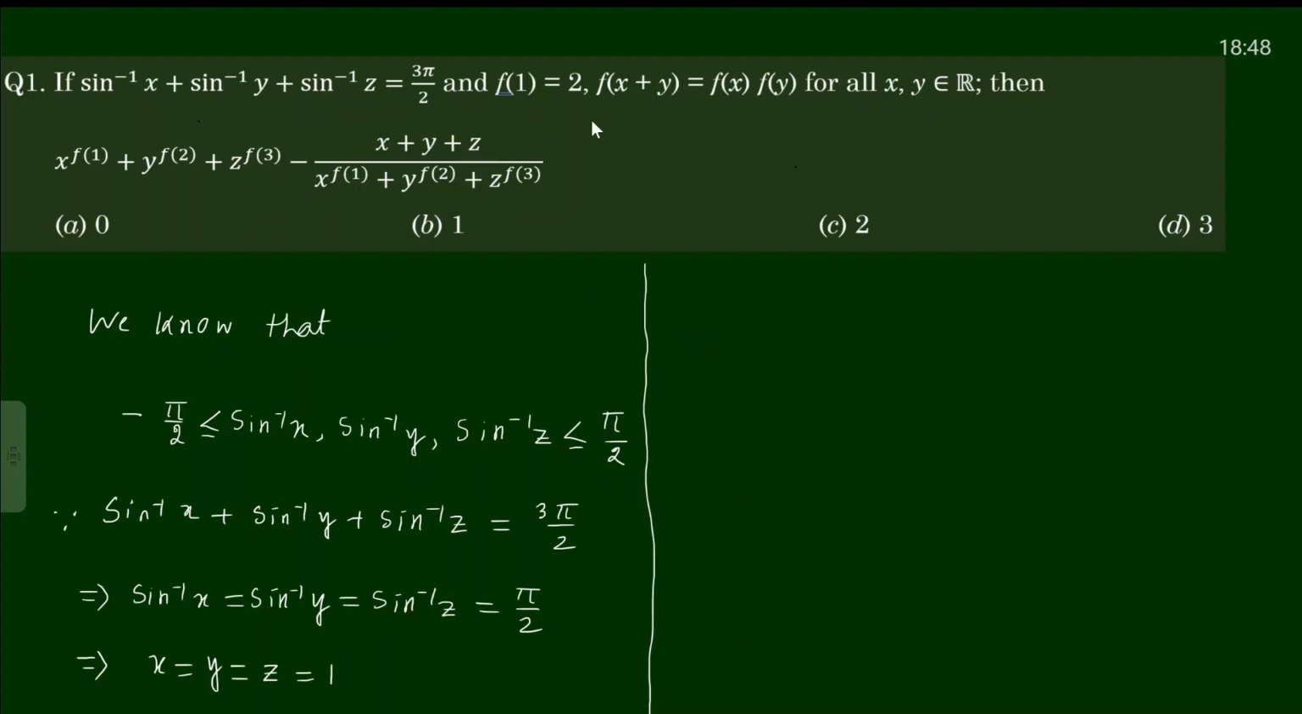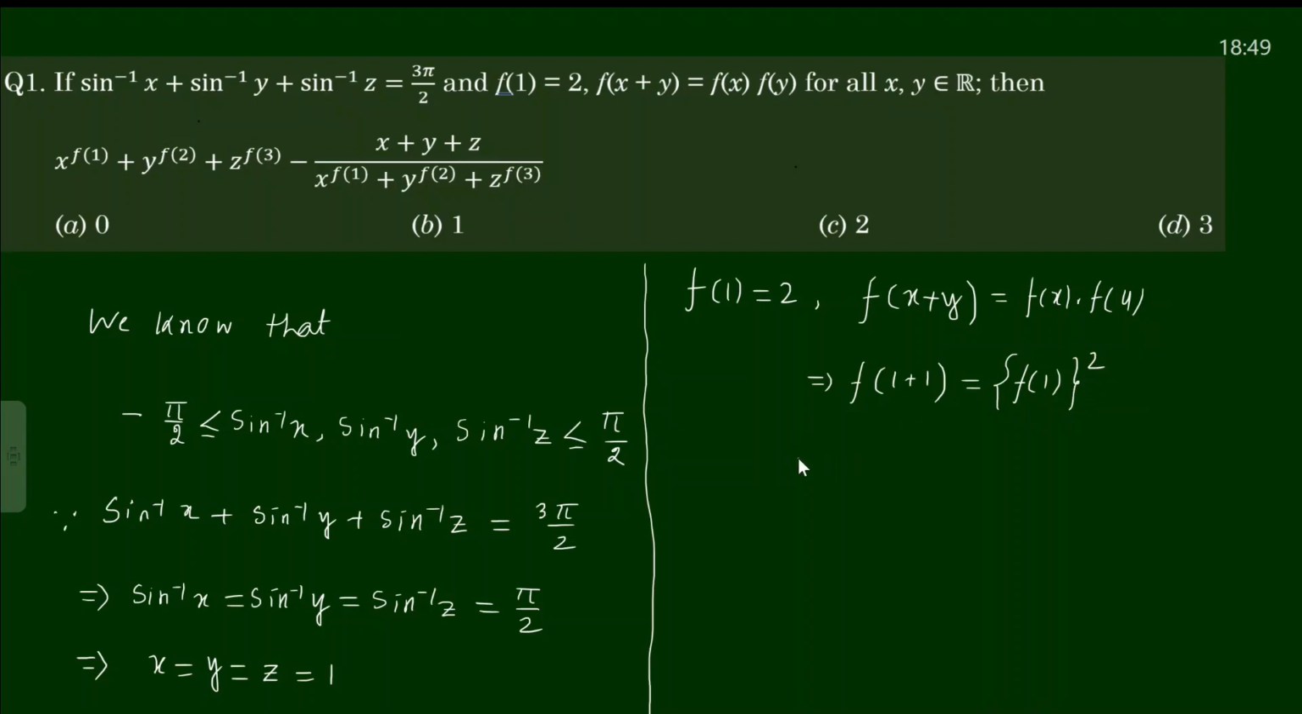Now come to the second condition given here. The second condition of the function is f of 1 is equal to 2, as well as a functional relation: f of x plus y is equal to fx into fy. Let me replace x and y by 1, that means f of 1 plus 1 is equal to f1 into f1, so obviously this is f1 square. So finally we conclude that f2 is equal to, f1 has the value 2, so this is 2 square only.